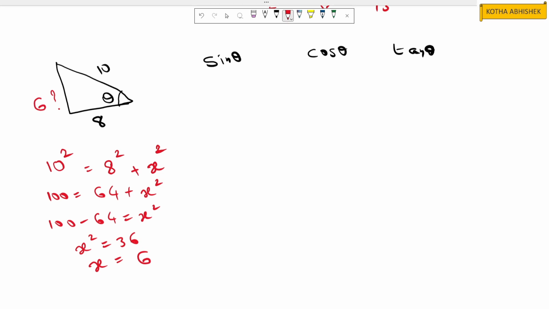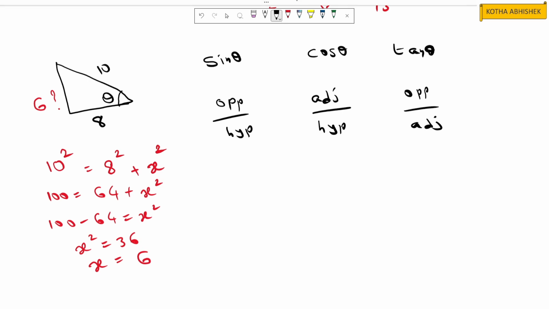Now let us move into finding the sine theta, cos theta and tan theta values. Here first thing is sine theta, right? What is the formula for sine theta? Opposite to the theta divided by hypotenuse. And what is the formula for cos theta? Adjacent to the theta divided by hypotenuse. And what is the formula for tan theta? Opposite to the theta divided by adjacent to the theta.